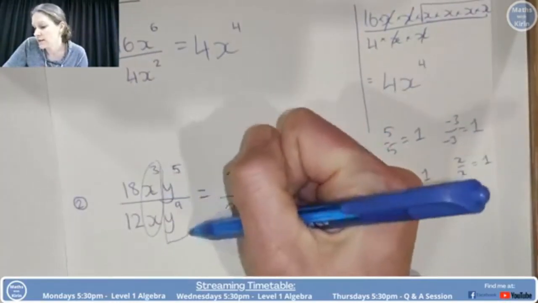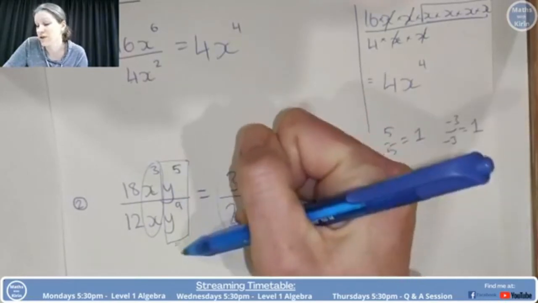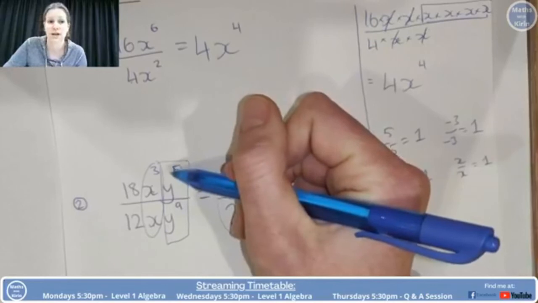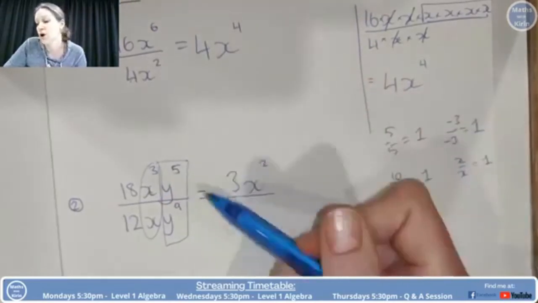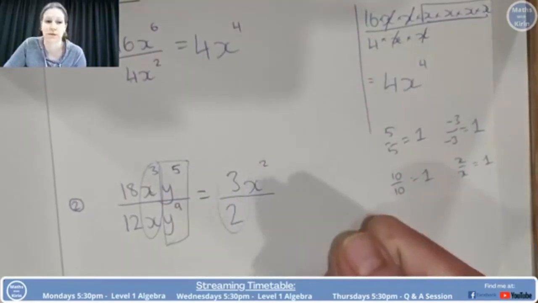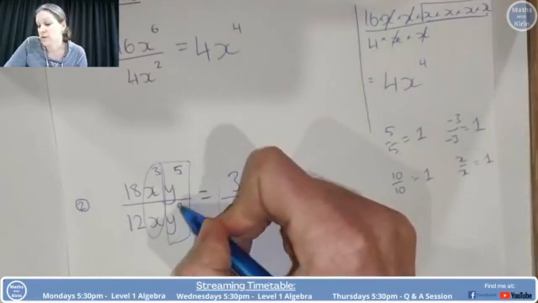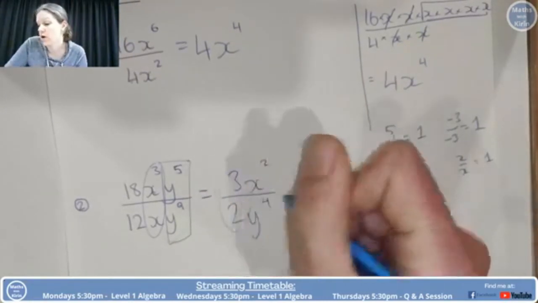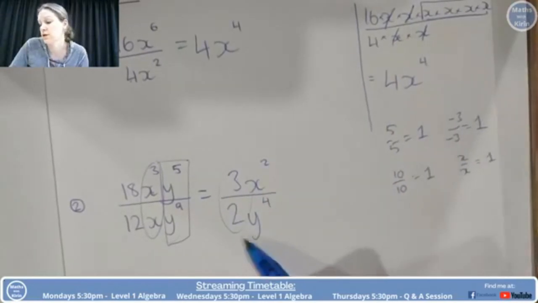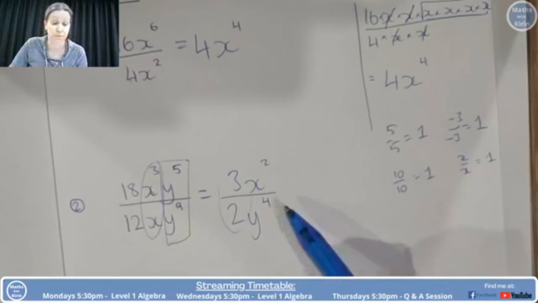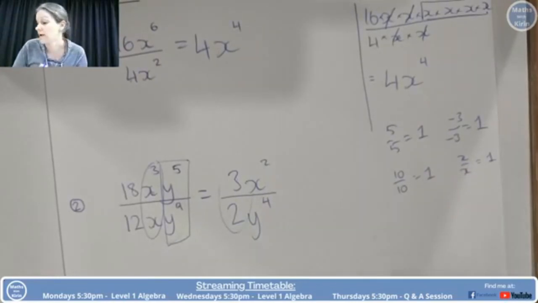Looking at the y's, we've got y to the power of 5 at the top and y to the power of 9 at the bottom. So we can take our 5 y's from the top and cancel with 5 of the y's we've got multiplying at the bottom down here. So 5 of those will disappear, but we are still left with 4. So we get 3x squared over 2y to the power of 4. That's as simple as we go. Can't simplify anymore. So that's it.